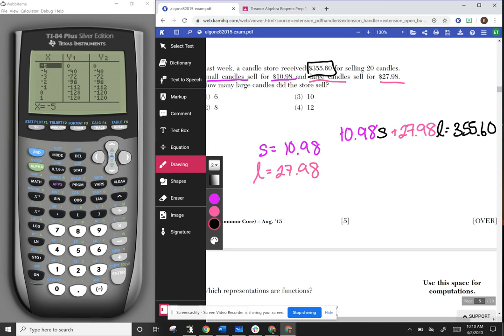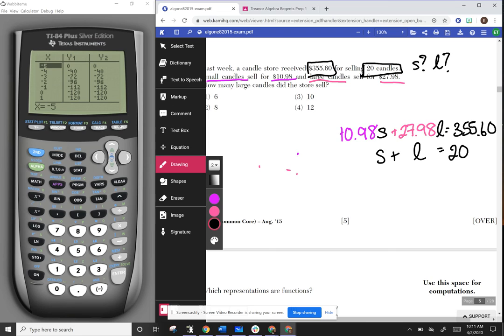We also know exactly how many candles they sold. They sold 20 candles. We just don't know how many were small or how many were large. But we know that the total is 20. And to find the total, we would simply add S small candles plus L large candles, and that will equal 20. And now, by writing it like this, we have a system of equations.